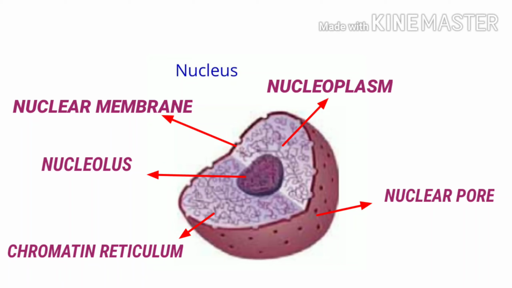Then can you see a center spherical body? That body is known as the nucleolus, and it plays a major role in the synthesis of ribosome. Ribosome we have already learned, it is a cell organelle, and that ribosome is produced by this nucleolus. Then you can see thread-like structures. Those are the chromatin reticulum and they carry the genes.